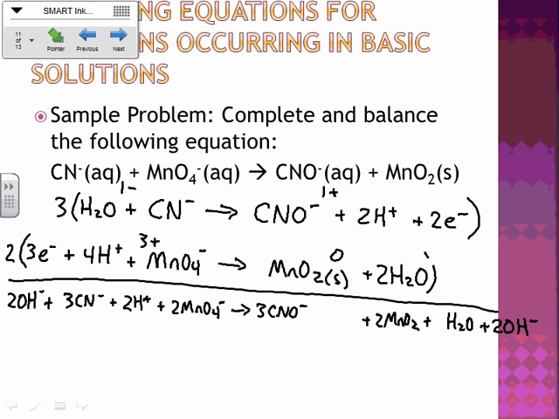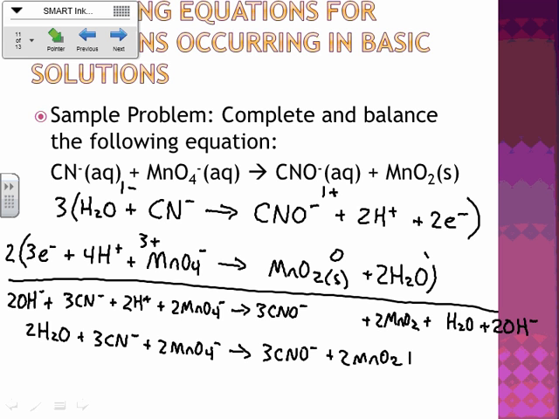Now, when OH minus and H plus react, what happens? They form water. And again, we've got to do a little more addition here to simplify this thing. Now I have 2 H2Os on this side. I told you this one was crazy. Plus 3 CN minus plus 2 MnO4 minus yields 3 CNO minus plus 2 MnO2 plus H2O plus 2 OH minus. Okay? One more step. Does anybody see it?